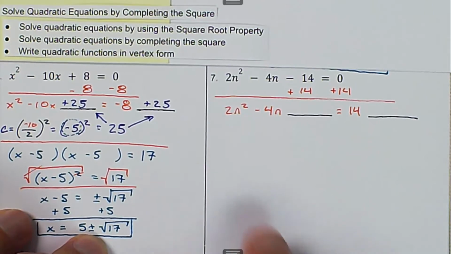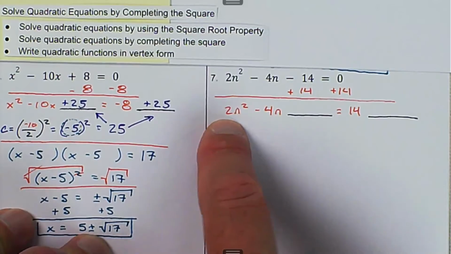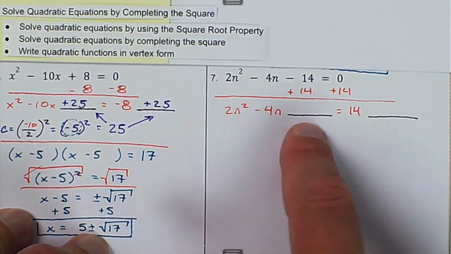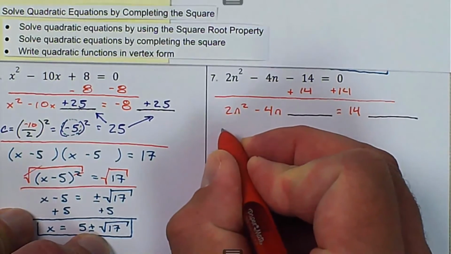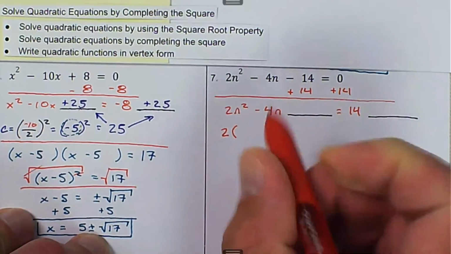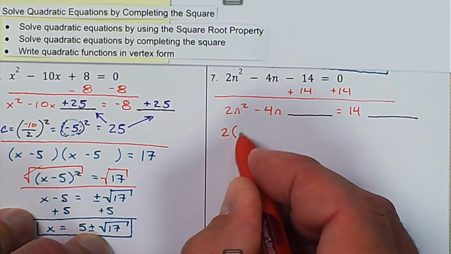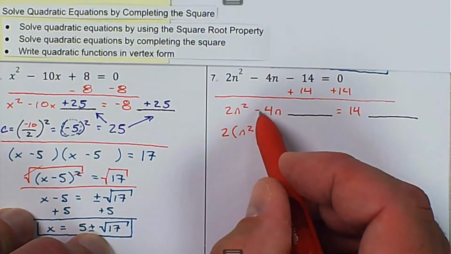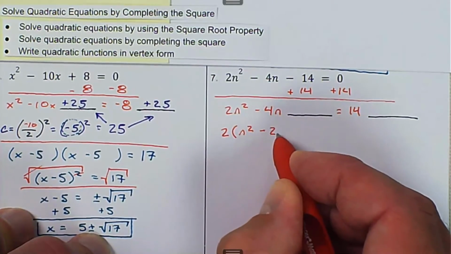Now, we need our a value to be 1. So how do we make this a value to be 1? Well, we divide this left side, or we factor out a 2. So we can bring the 2 out front. 2n squared divided by 2 is just n squared. Negative 4n divided by 2 is negative 2n.